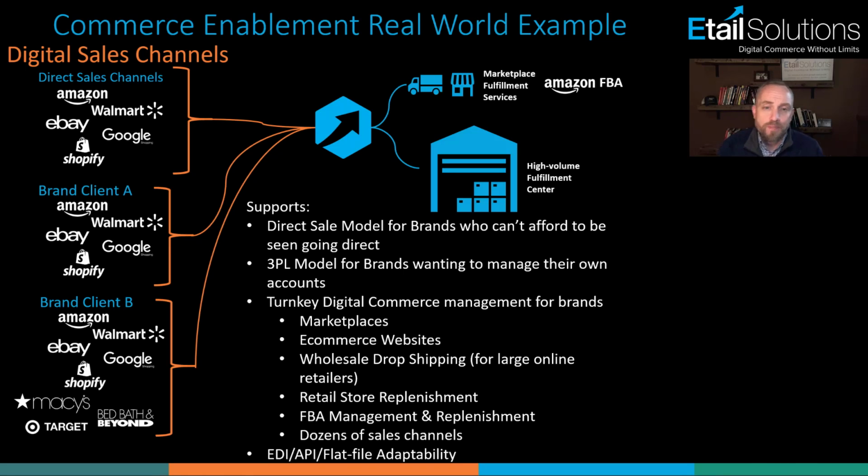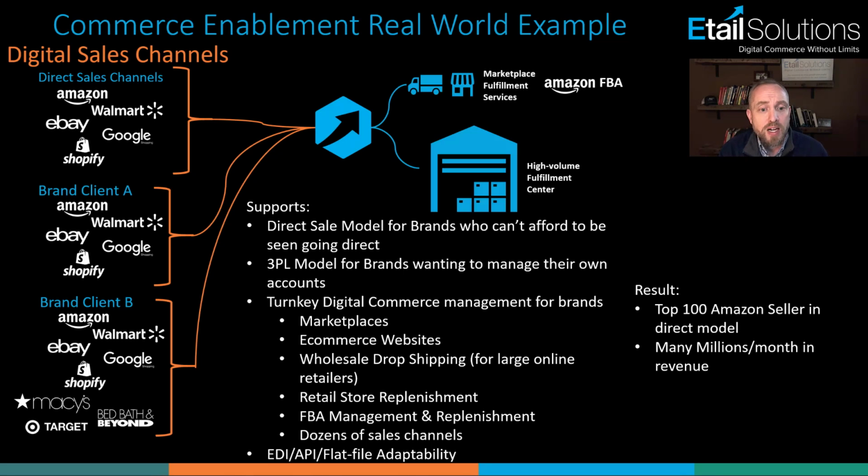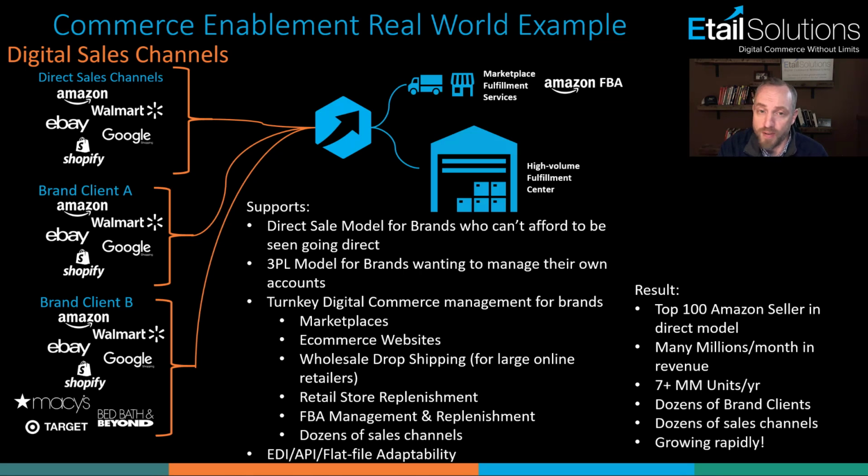And they're also a big reason, I would say, for this is that they're very flexible. The platform provides them with the ability to deal with EDI, deal with APIs, deal with flat file exchanges, and ultimately be able to increment their footprint as their clients need them to grow. Now, the result is, in their own right, they've actually become a top 100 seller on Amazon through these direct channels. They're doing many millions a month in sales. They did over 7 million units of volume last year, and they've grown to dozens of brand clients, dozens of sales channels, and they're growing very, very rapidly at this point.